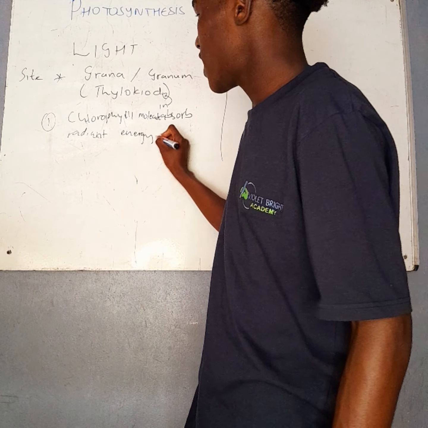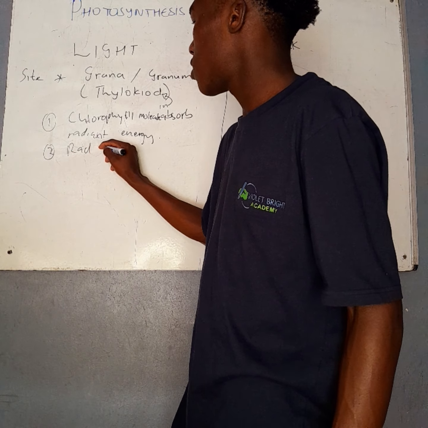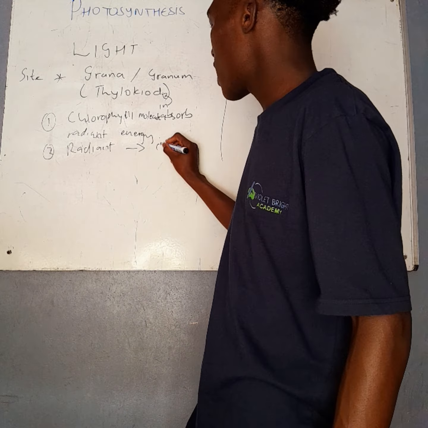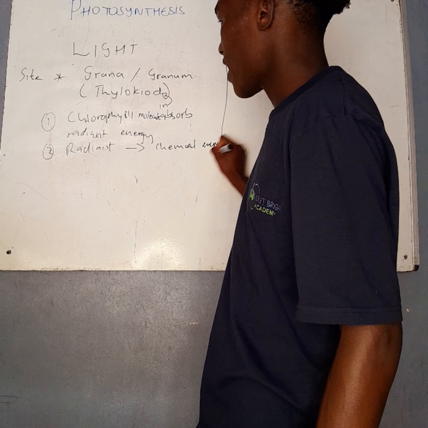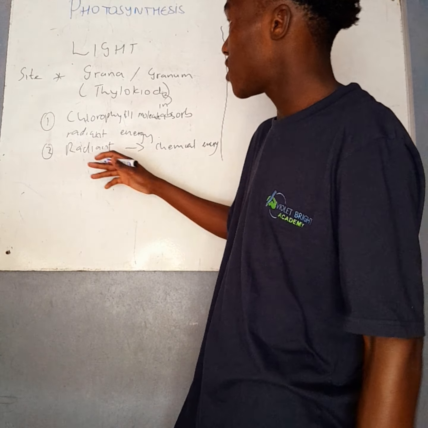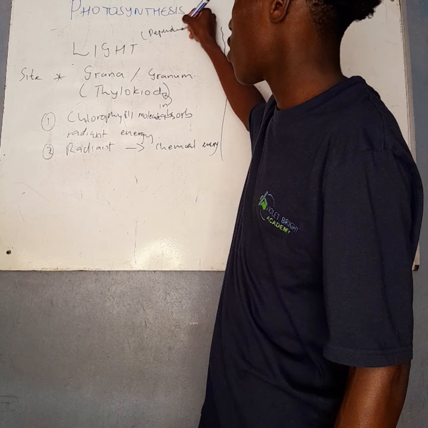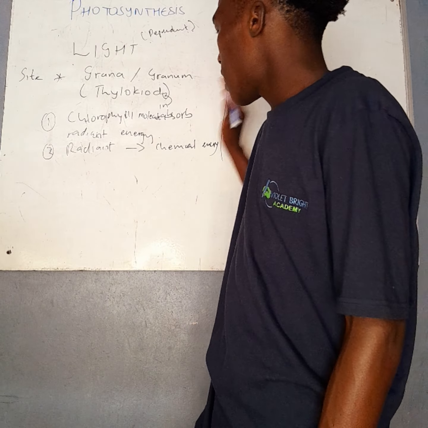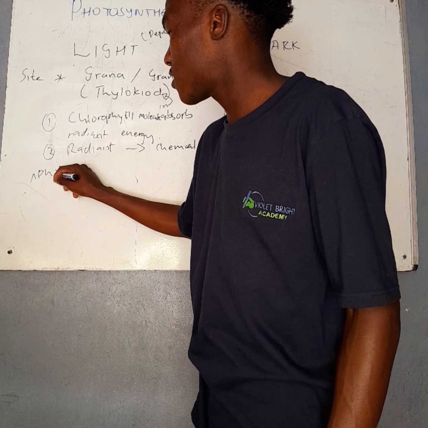So radiant energy will be converted to chemical energy. Remember, radiant energy is from the sun, the sunlight. Which means that this one is light dependent. It depends on the light or the sunlight. So from here, that is where photolysis takes place.